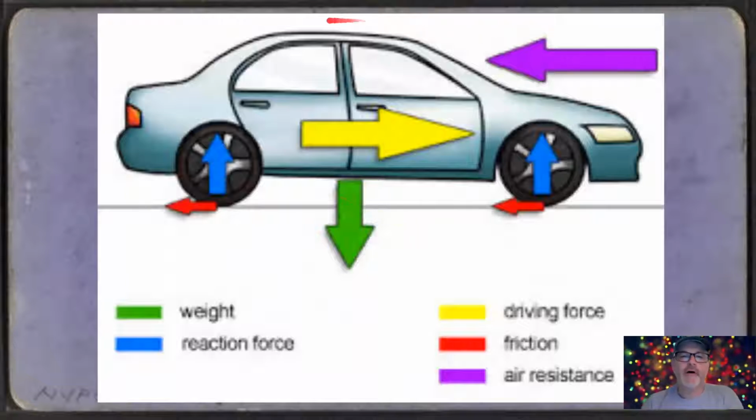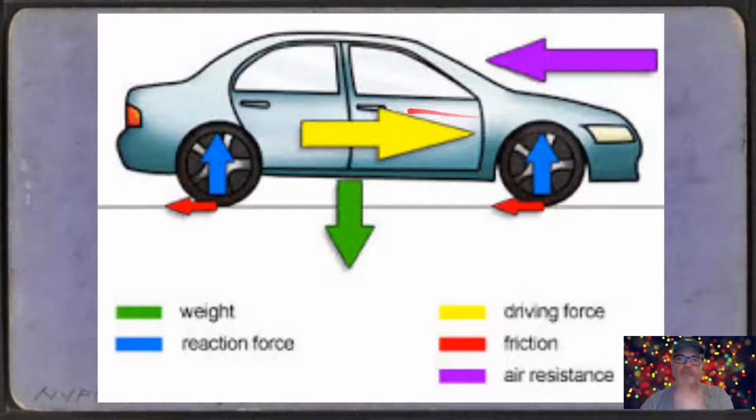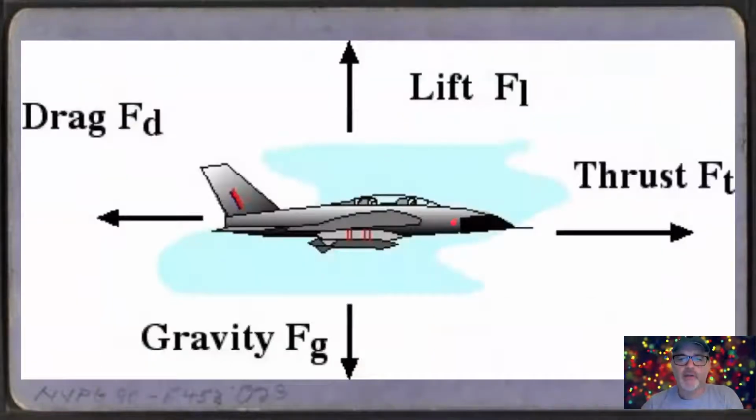In real life, all objects have a bunch of forces acting on them all at one time. So in this particular situation, the car's engine is pushing it forward. You have the wind resistance creating friction against the car. You have gravity pulling it down. You have friction on the road, and you have the earth pushing back on the tires. So all of these forces add up together.